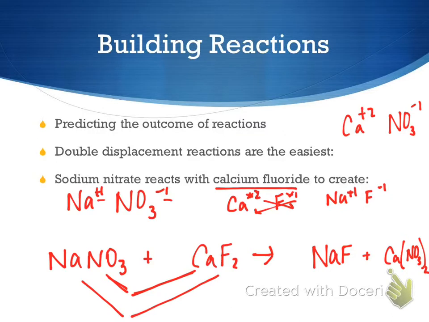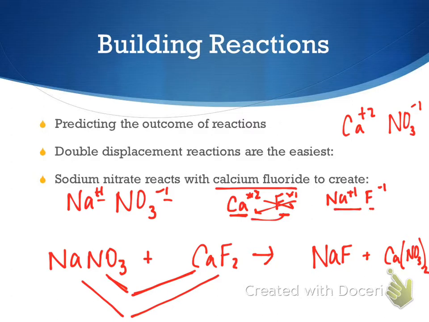Yeah, Lauren. Why did it put F2? Because when it was paired with calcium, calcium's a +2 and fluoride's a -1. So when it's paired with calcium, we have to have 2 of them. But when it's paired with sodium, we only need 1 of them to make it neutral.